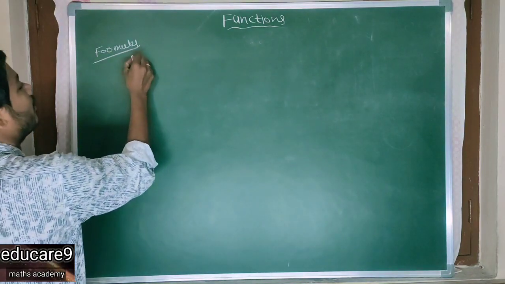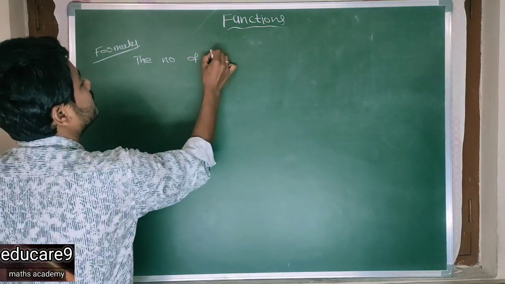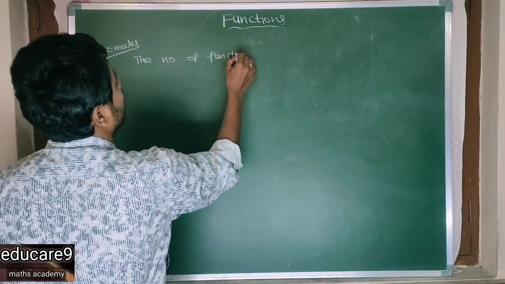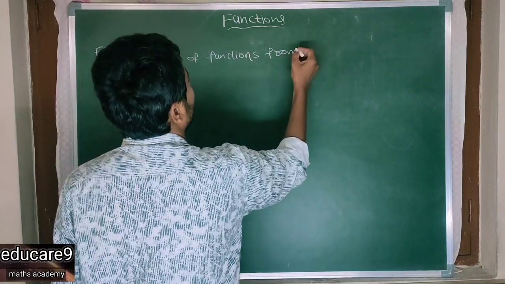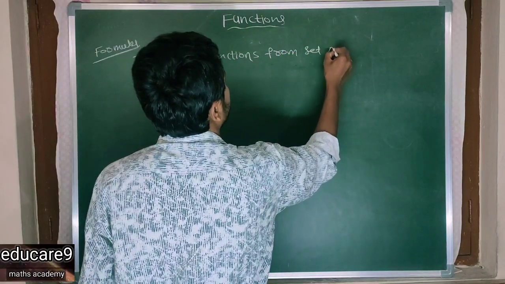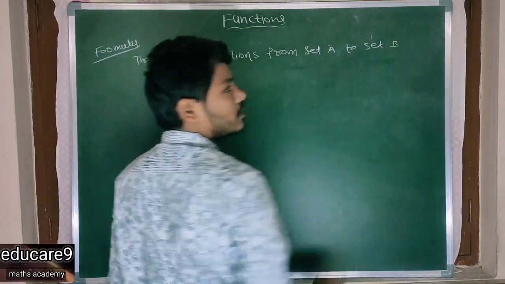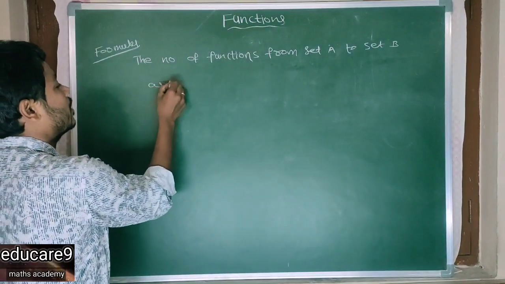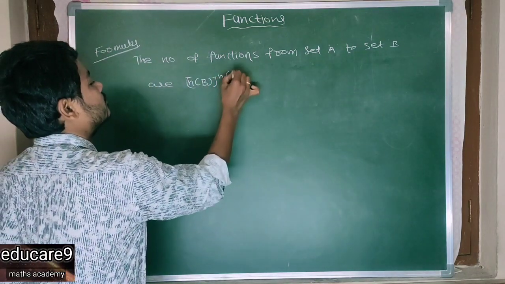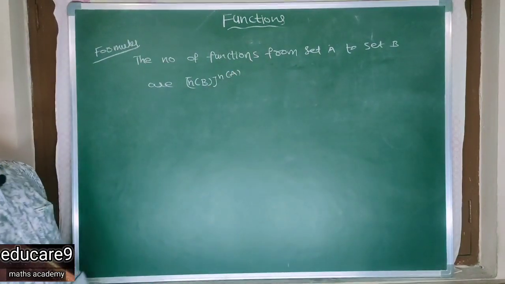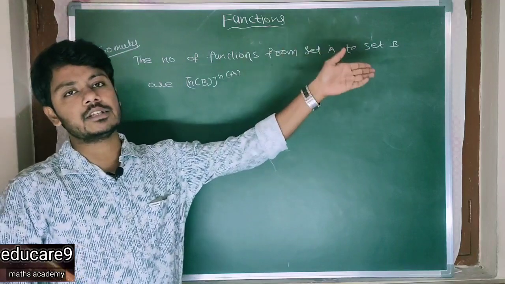The number of functions from set A to set B are n of B whole to the power of n of A. So using this formula you can find the number of functions from set A to set B.